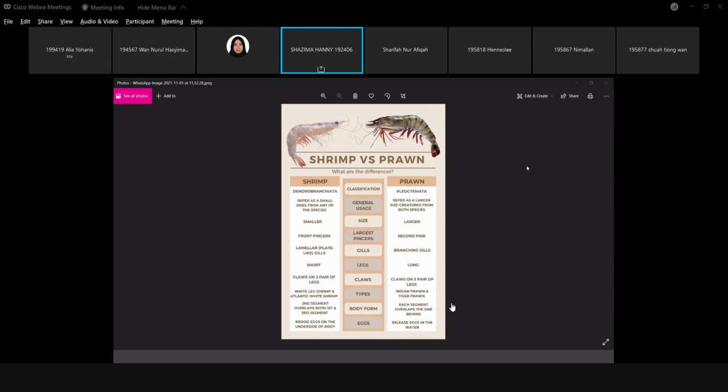For differences of body form, shrimp have the second segment overlapping both the first and third segments, while in prawns each segment overlaps the one behind. Also, the main difference we can see between shrimp and prawns is that shrimp carry eggs on the underside of their body, while prawns release eggs in the water during the reproductive season. So I think that's all from us, Group 10.